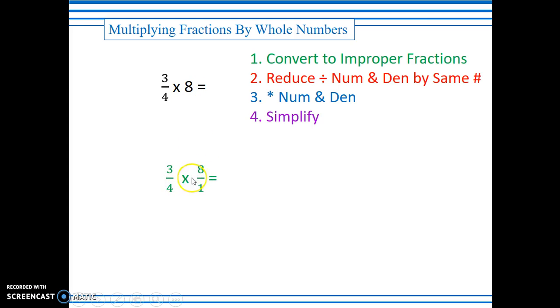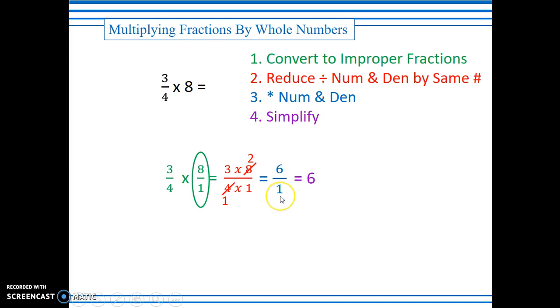And now I can see that I can reduce my 8 and my 4. I can divide 4 by 4, and I can divide 8 by 4. In other words, 8 divided by 4 is 2, and 4 divided by 4 is 1. And if I multiply across, I get 6/1, which 6 divided by 1 is 6. So 6 would be my answer here.